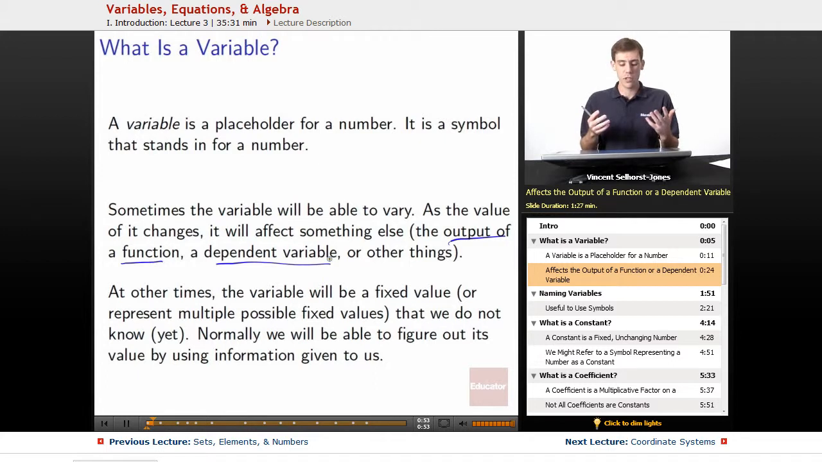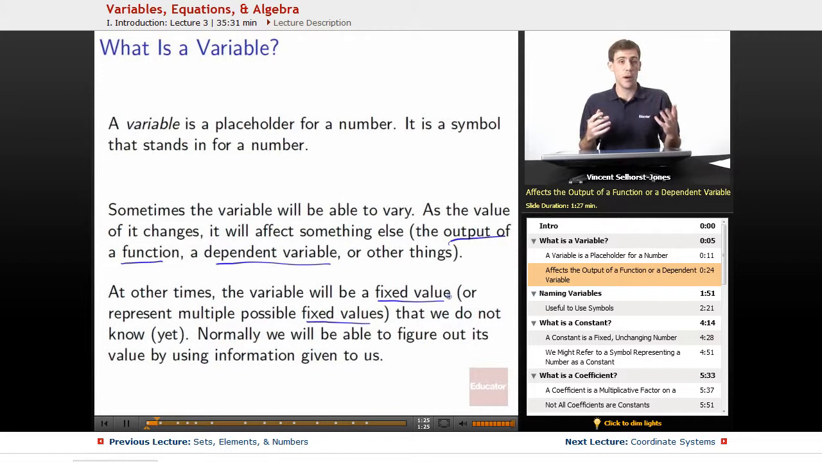Other times, we're just using a variable as a fixed value we don't know yet. Sometimes it might even be multiple possible fixed values, but the point is it's something that we just don't know yet. So it's a placeholder for something that we want to find out more about. Normally we're going to be able to figure out what it is based on the information given to us in the problem. Otherwise, it's probably not going to be a very good problem if we can't actually solve for what the variable is. So we'll almost always have enough information to figure out what this variable is.